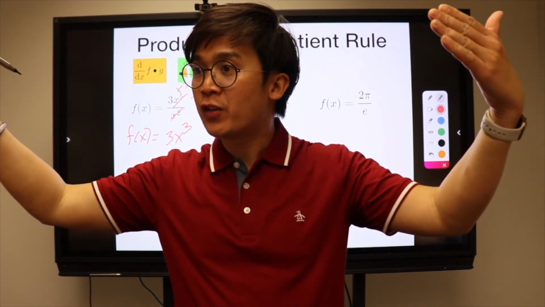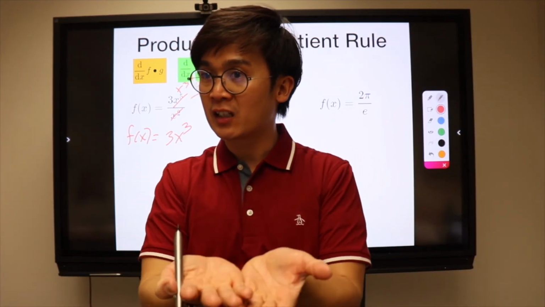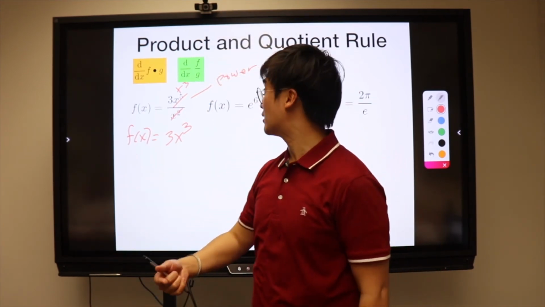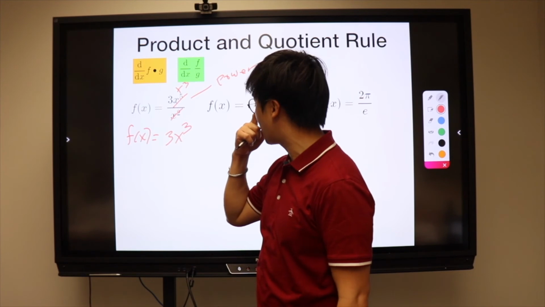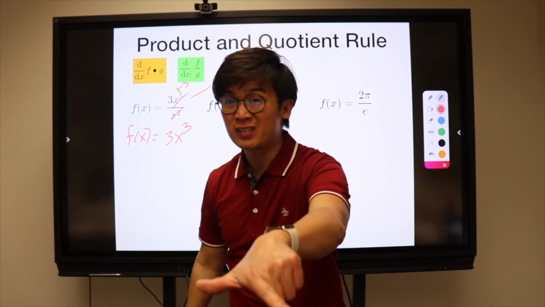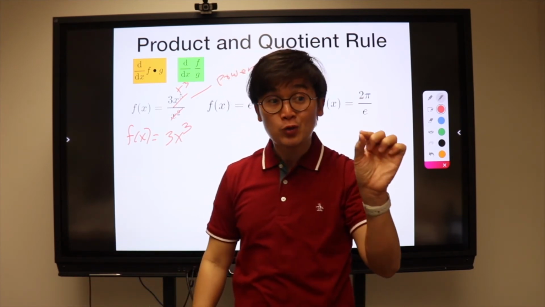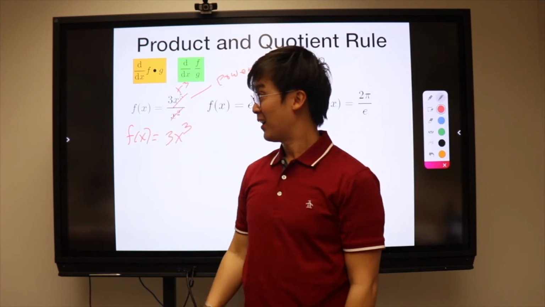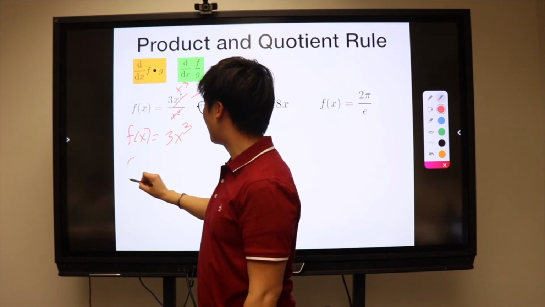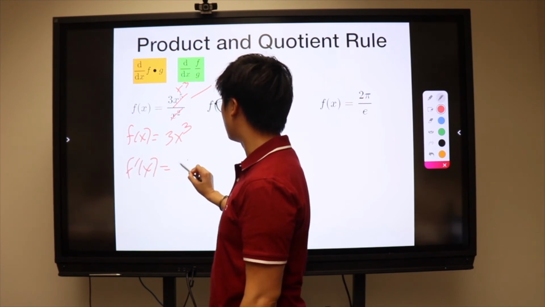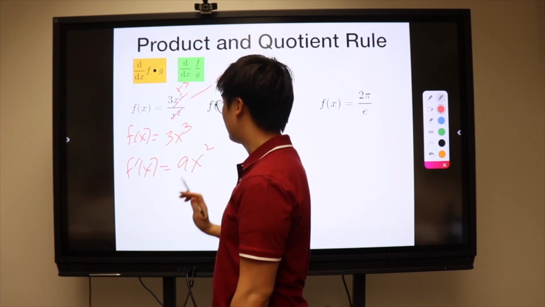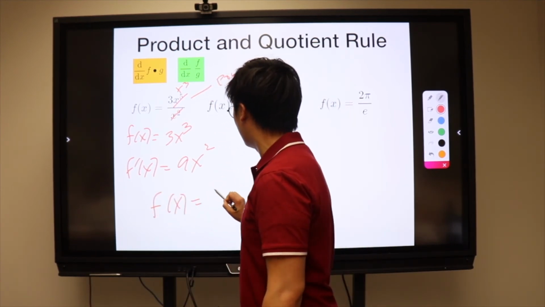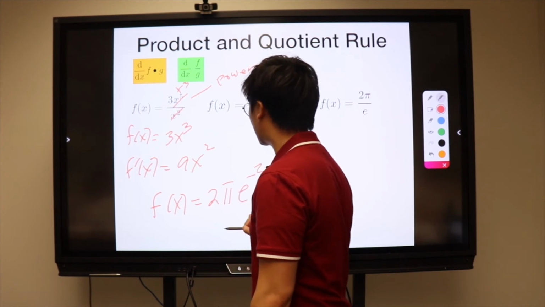Think of algebra first before you use calculus. If you use your quotient rule, will you still get the same answer as modifying it to 3x cubed? Of course, yes. But it would take a while, and it's prone to errors because you have so many functions in your fraction. But if you did this, it's just f prime of x is equal to, boom.